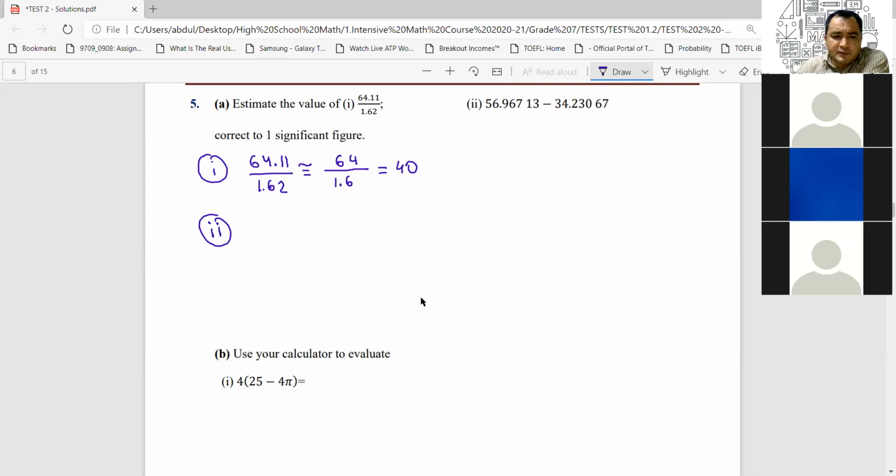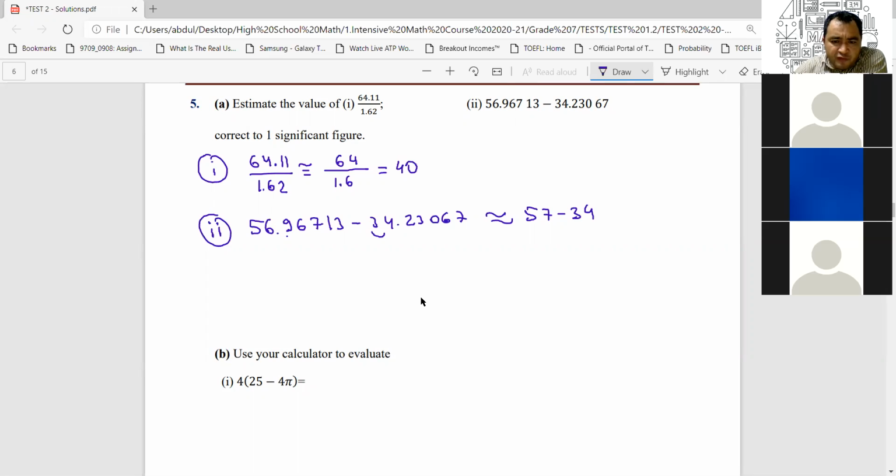Let me just write here: 56.96713 minus 34.23067, right? So we have to estimate this. This number is very close to 57. I can estimate this with 57 minus, how about this number, 34.23? Actually, it's just close to 34.